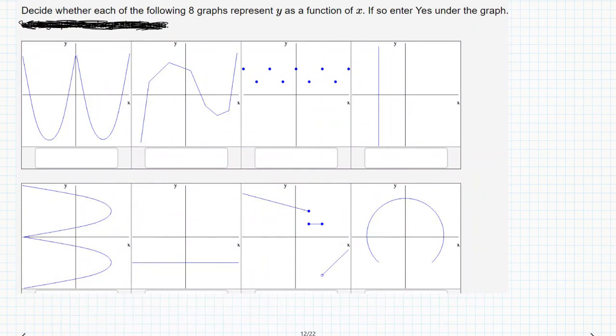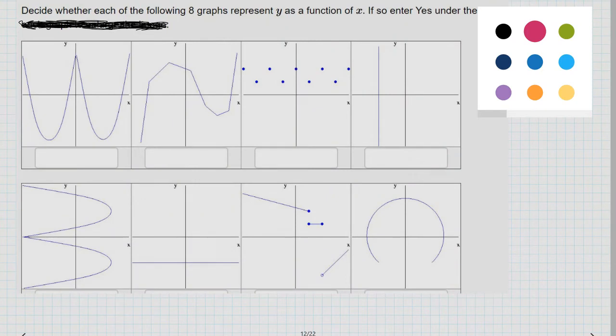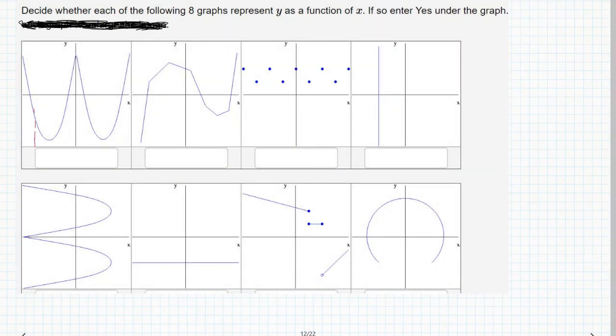Decide whether each of the following 8 graphs represent y as a function of x. If so, enter yes under the graph. Otherwise, you're going to say no. So what do we do? Well, we check this with a vertical line. Don't let your eyes fool you, that was supposed to be a vertical line. But a vertical line can hit the graph at most once.